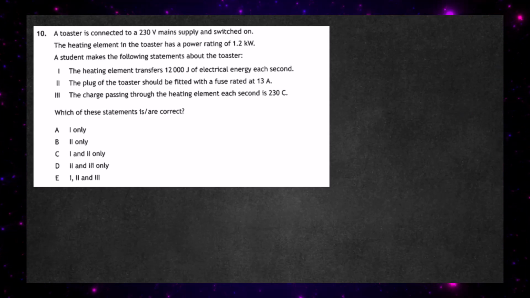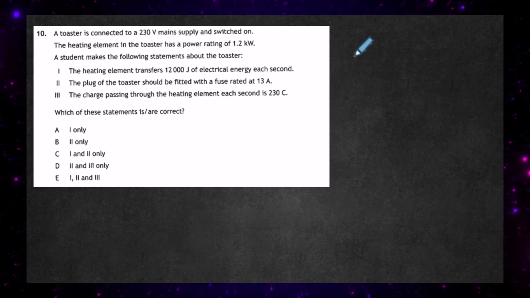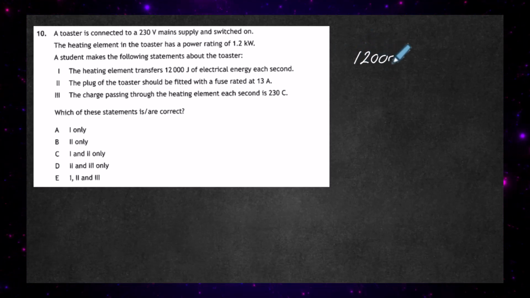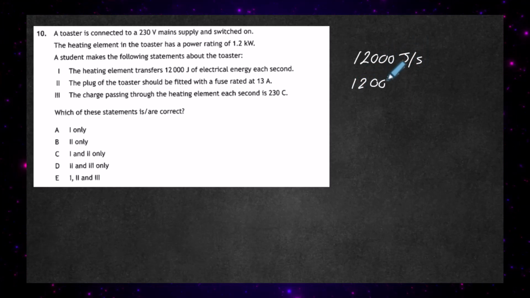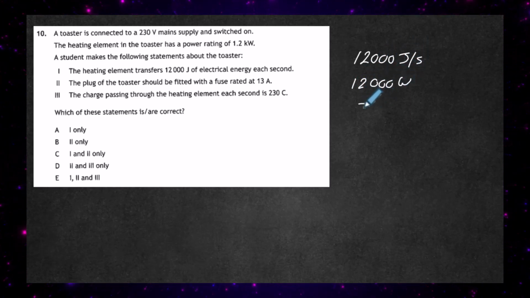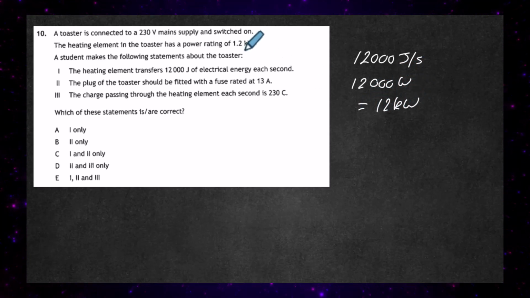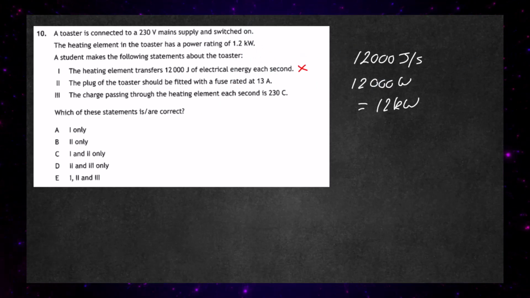So statement 1: the heating element transfers 12,000 joules of electrical energy per second. If that was the case, the power rating of the toaster would be 12,000 joules per second, and that becomes 12,000 watts, which is equal to 12 kilowatts. That is not what we have in the question. It's 1.2 kilowatts. So statement 1 is wrong, and we mark that wrong.